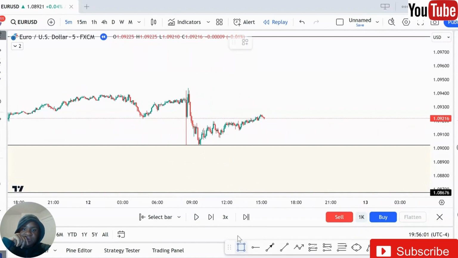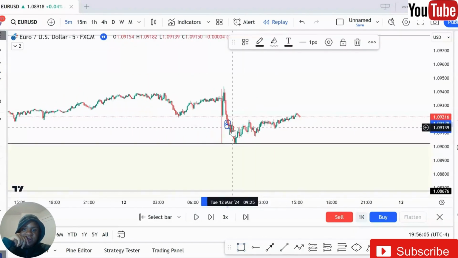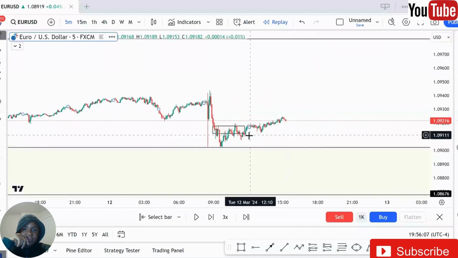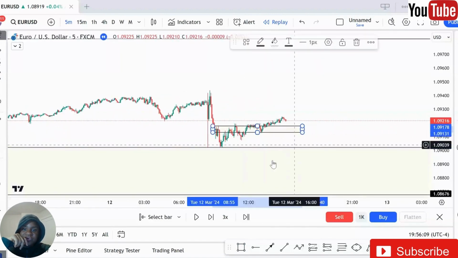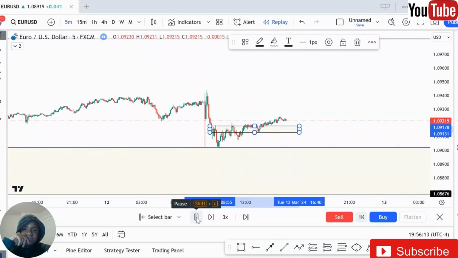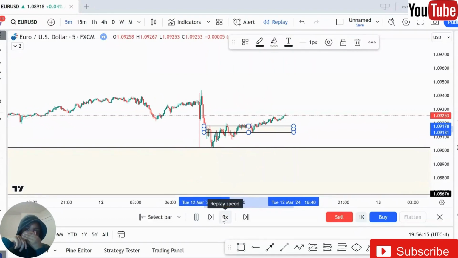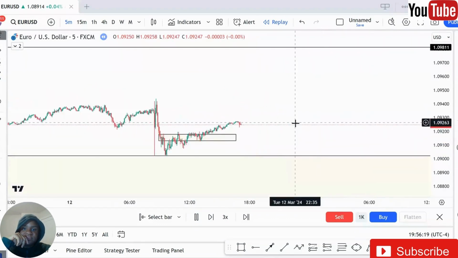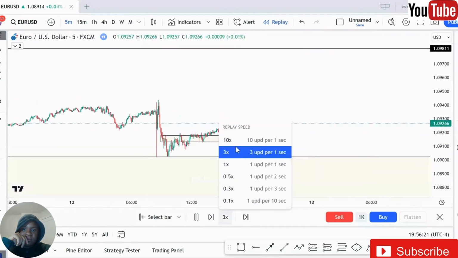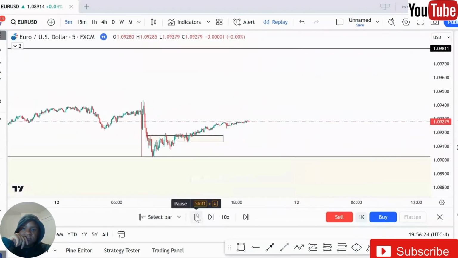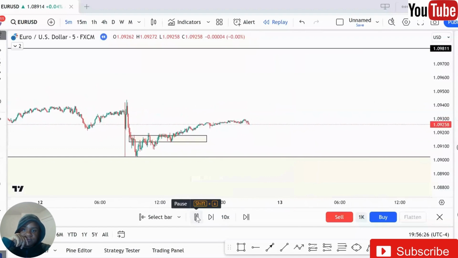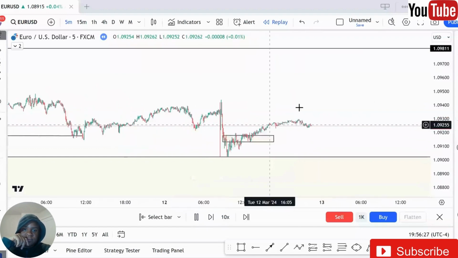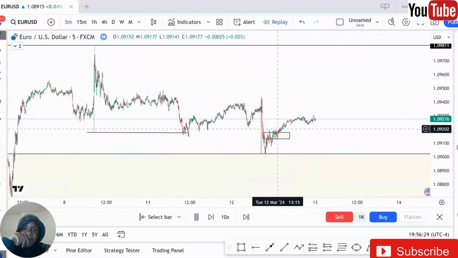I can mark this whole zone here as my shift in market structure around there. I don't want to confuse you with this video, something that is very easy. Let's see. Okay. Just the point. Market has shifted structure.